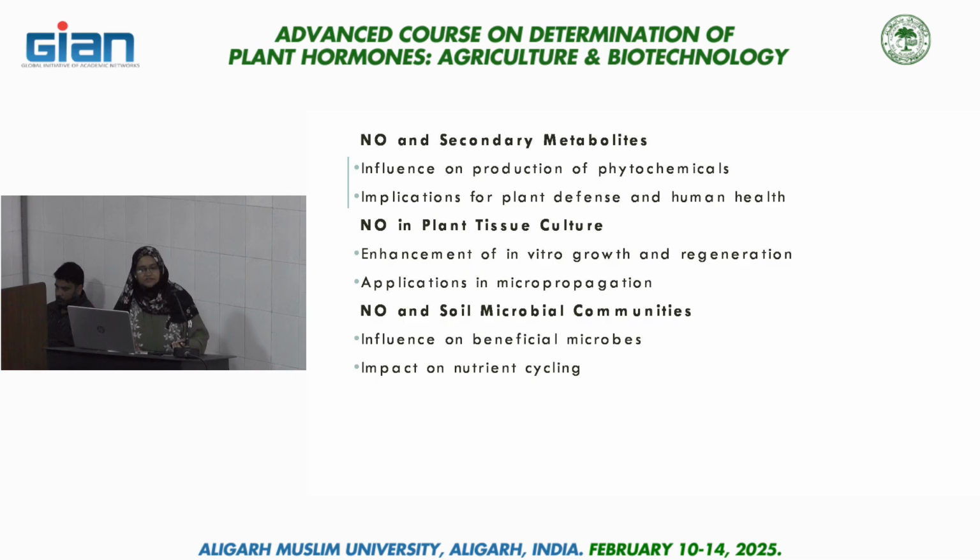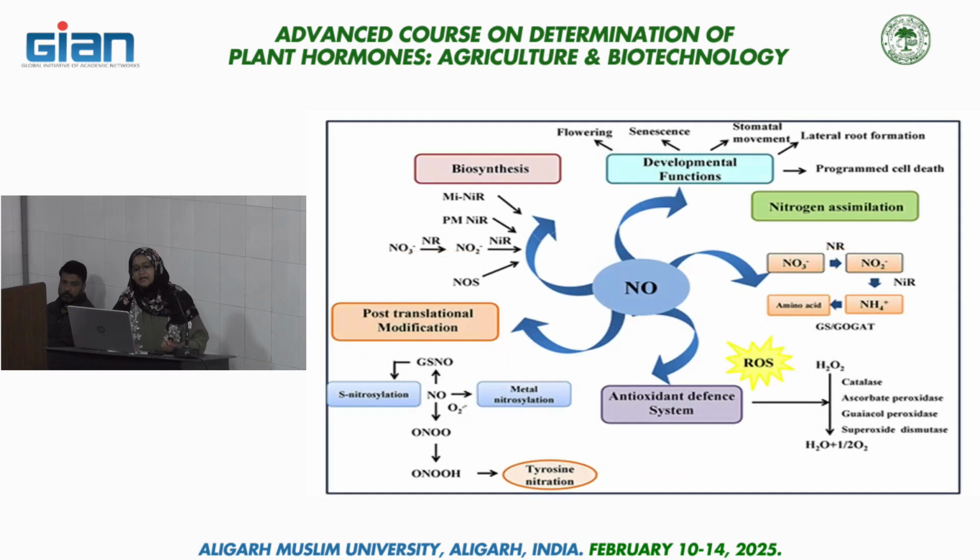So, these are some areas in agriculture where it is used for better growth and productivity. And this figure shows all the details which I have discussed in this particular lecture, from biosynthesis to the role of nitric oxide. As you can see here, this shows the biosynthesis of NO, then how this NO is scavenged, then its post-translational modifications that are mentioned here.